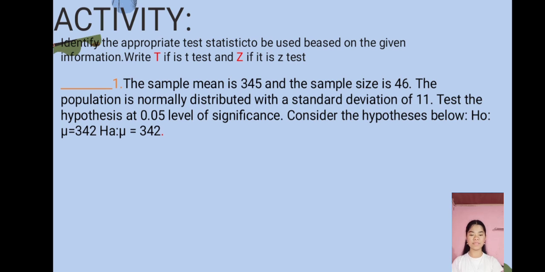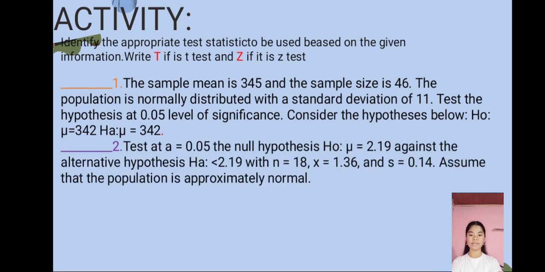Number 1. The sample mean is 345 and the sample size is 46. The population is normally distributed with a standard deviation of 11. Test the hypothesis at 0.05 level of significance. Consider the hypothesis below. The null hypothesis is the population mean is equal to 342 and the alternative hypothesis is the population mean is not equal to 342.